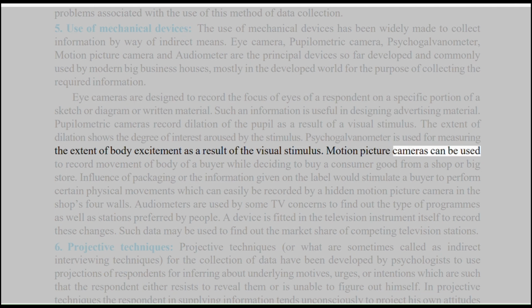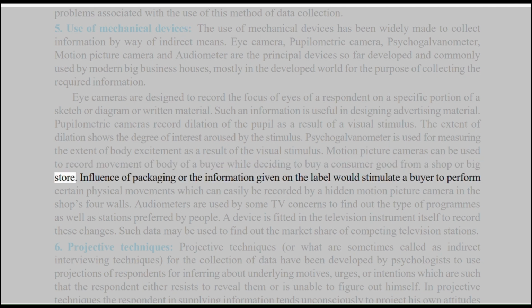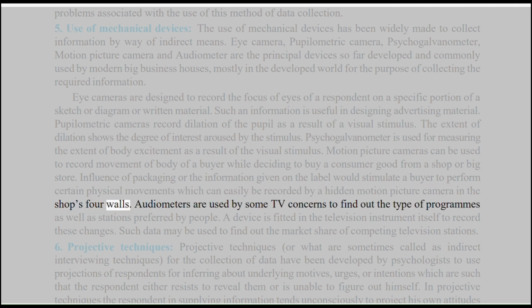Motion picture cameras can be used to record movement of the body of a buyer while deciding to buy a consumer good from a shop or big store. Influence of packaging or the information given on the label would stimulate a buyer to perform certain physical movements, which can easily be recorded by a hidden motion picture camera in the shop's four walls.